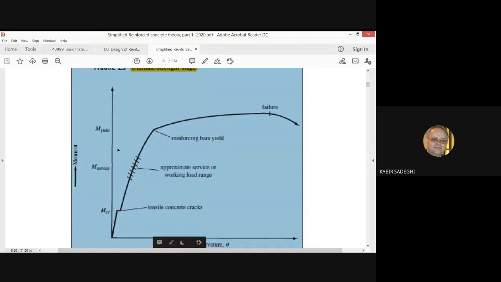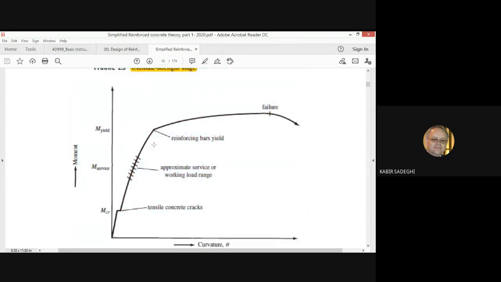And if you increase the load, you see that the reinforcement bar starts yielding. Then the strength can increase up to a maximum peak. That is not the actual failure. You might say failure is here, but no. Because failure is here, where without increasing the load, it goes to failure, because we have a decreasing path for the curve.